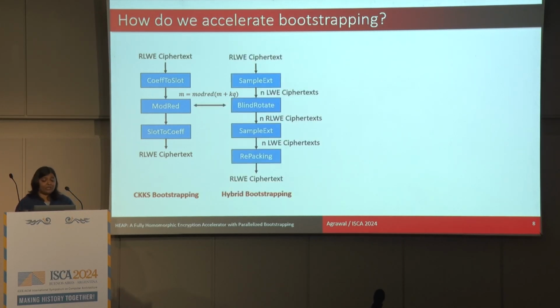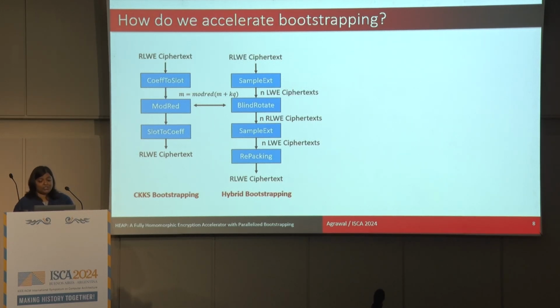So now in the hybrid approach, we perform sample extraction on the input RLWE ciphertext to generate small n LWE ciphertexts. As a reminder, small n is the number of slots that are actually used in the ciphertext, and for a fully packed ciphertext, it is equal to capital N by 2. Now we can distribute these small n LWE ciphertexts to each of the compute units and perform operations on them in parallel.